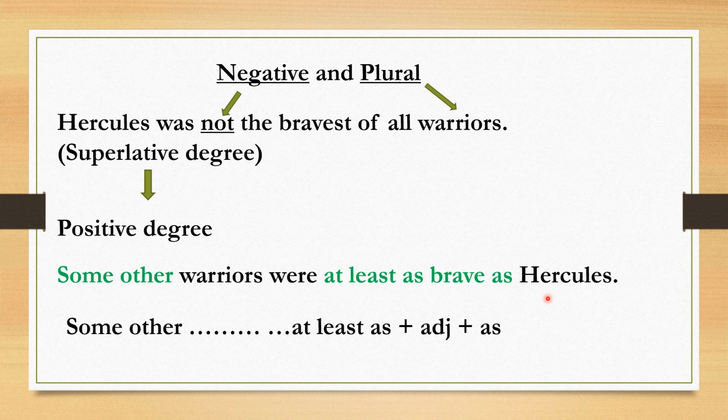Notice the change in the verb of the sentence. Our verb was in the superlative degree becomes were in the positive degree. Why? Because our superlative degree sentence begins with the noun Hercules, which is in the singular. But when we wrote our sentence into a positive degree sentence, we had to begin our sentence with the words some other warriors. Here, the noun warriors is in the plural. Therefore, we had to change our verb from was into were. See children, here we began our sentence with the words some other, but we had to use the words at least, as, plus the adjective plus as, which is a comparative form only in the positive degree.